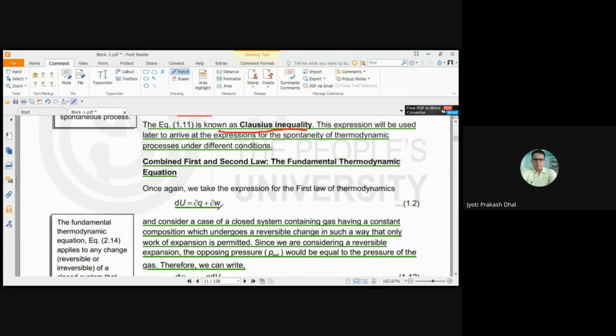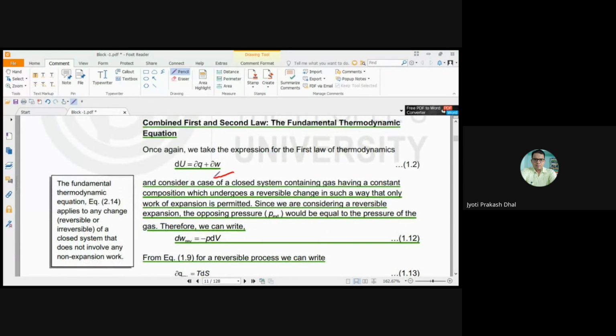So now coming to the next one, that is the combination of the first law of thermodynamics and the second law of thermodynamics. We have already studied the first law of thermodynamics, that is dU equals dq plus del w. And let us come to the second law.